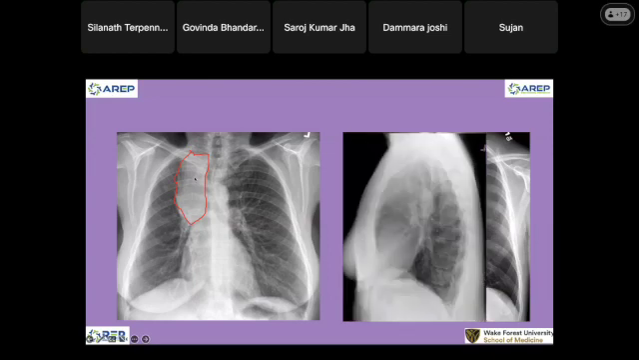So this is definitely a lung cancer. You have to look at it on chest radiograph. On the lateral view, this is the right upper lobe mass, which is adenocarcinoma.